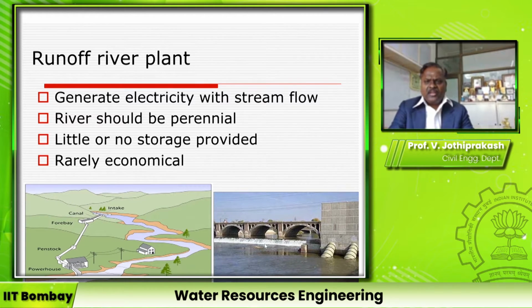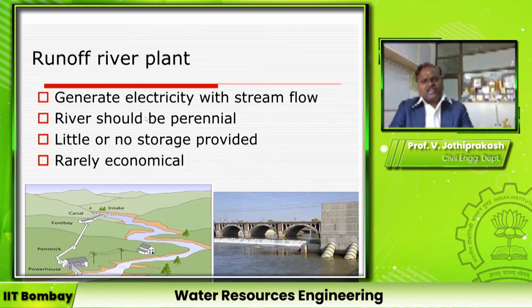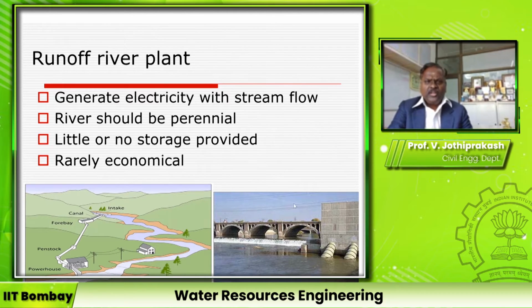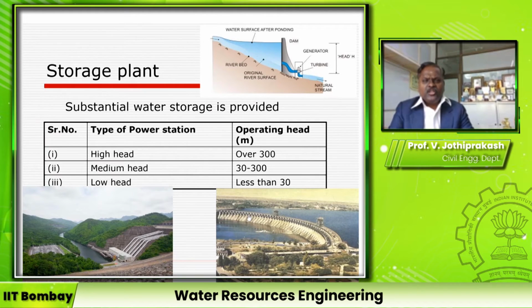This is a good example of a runoff river plant. Right? This has certain conditions, like the river should be perennial, that means the water is flowing continuously, little or no storage is provided and it is rarely economical, but we are using green energy production. Second one is the storage power plant. That means we store the water for a larger height, right? Ranging from 30 to more than 300 meters head.